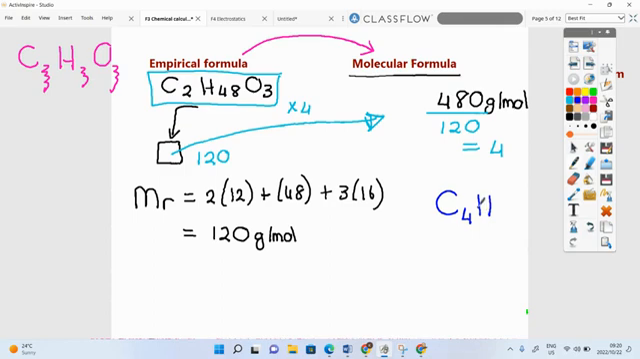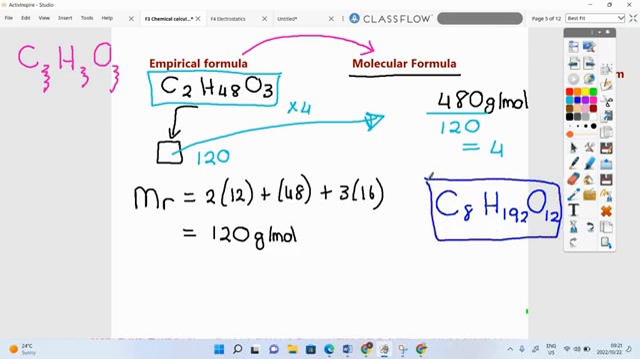C4H. Do it on your calculator. If you're talking about 4, then it would be C8. It's 192. Yes. It's 2 times 4, which is 8. H192. O12. And this now is my molecular formula.